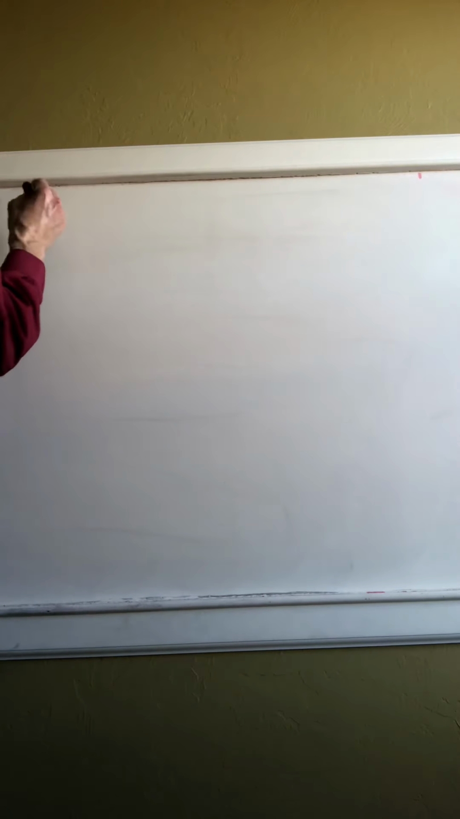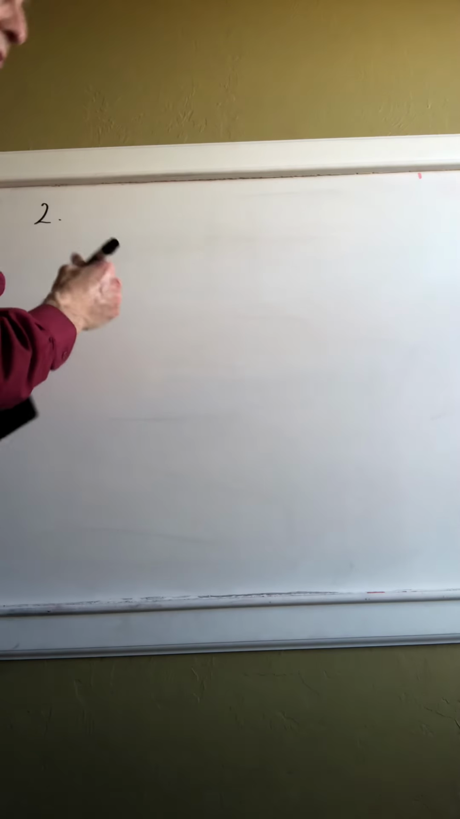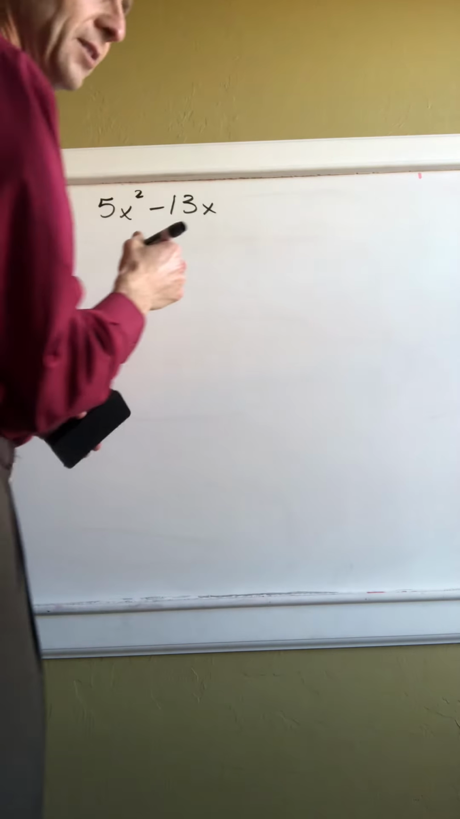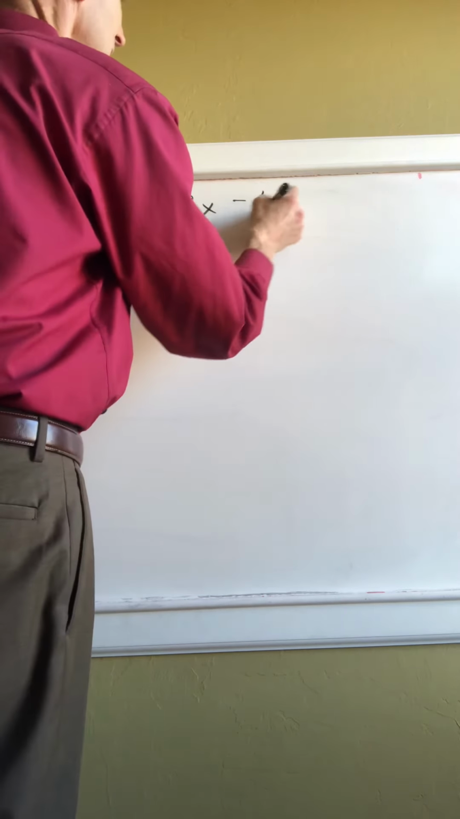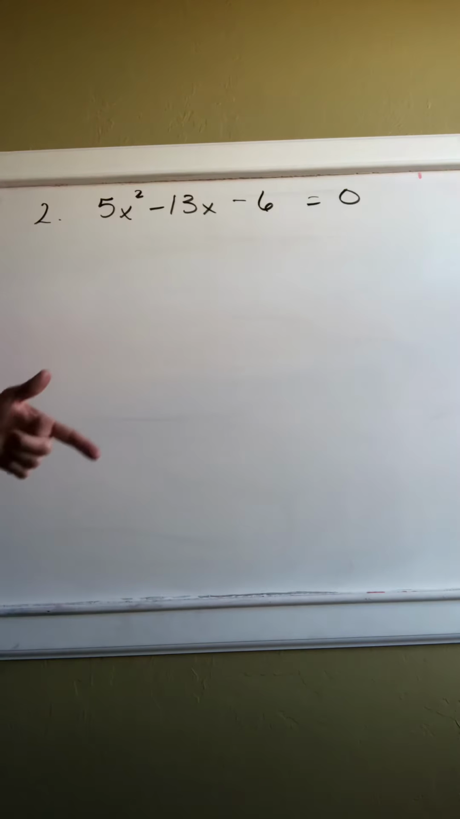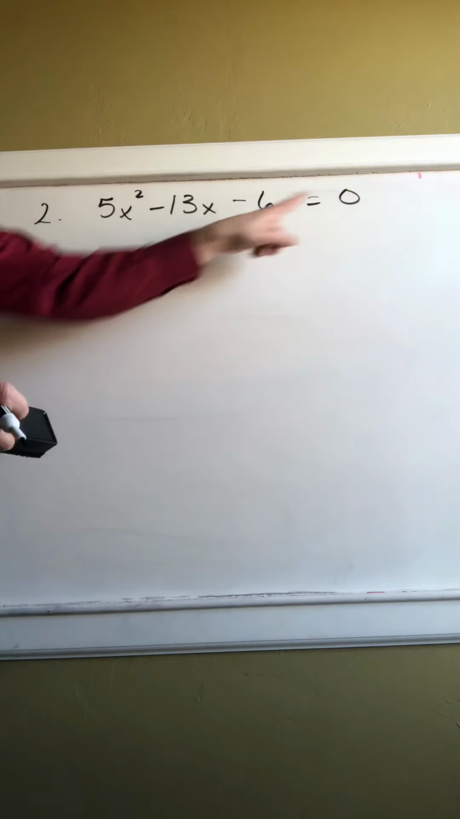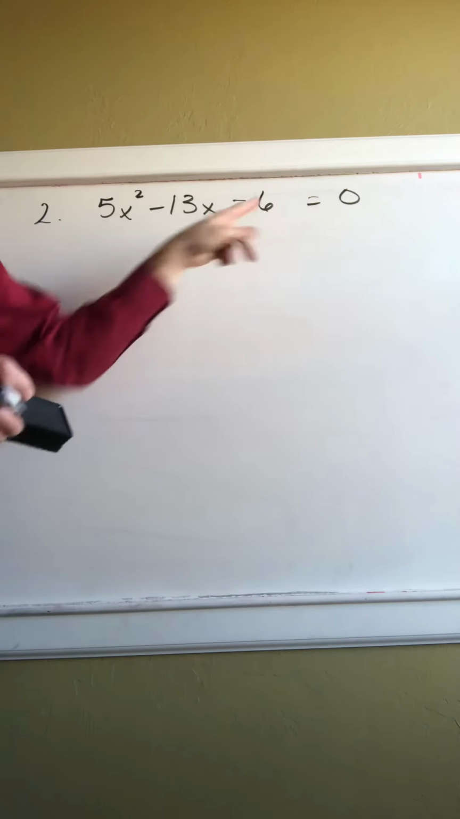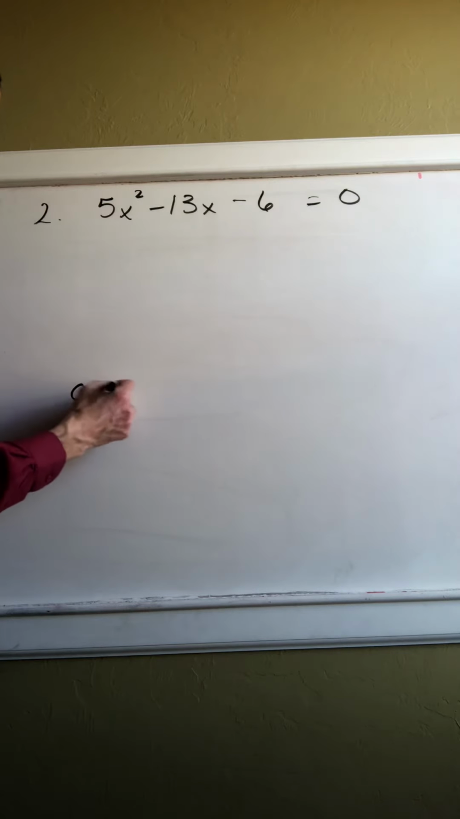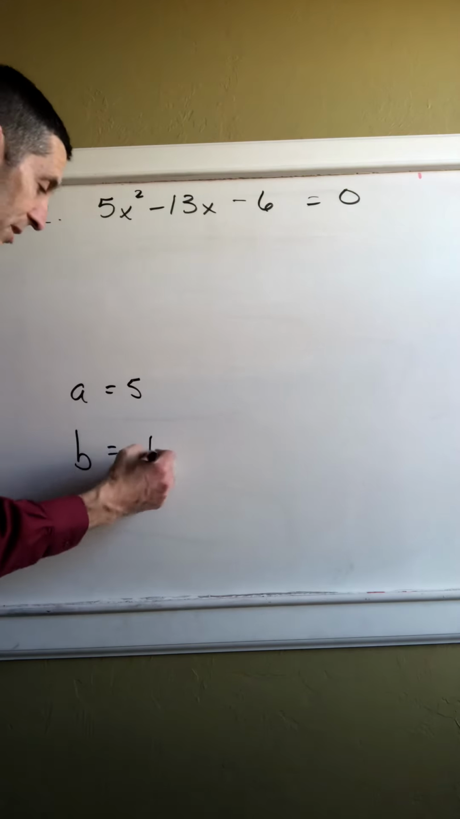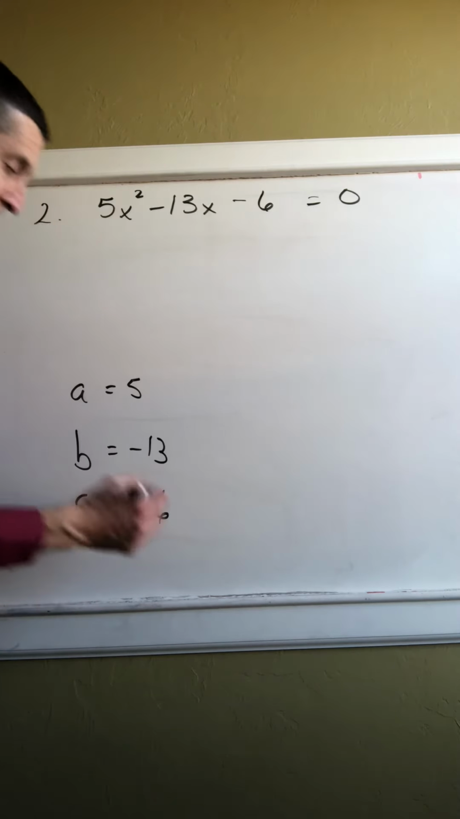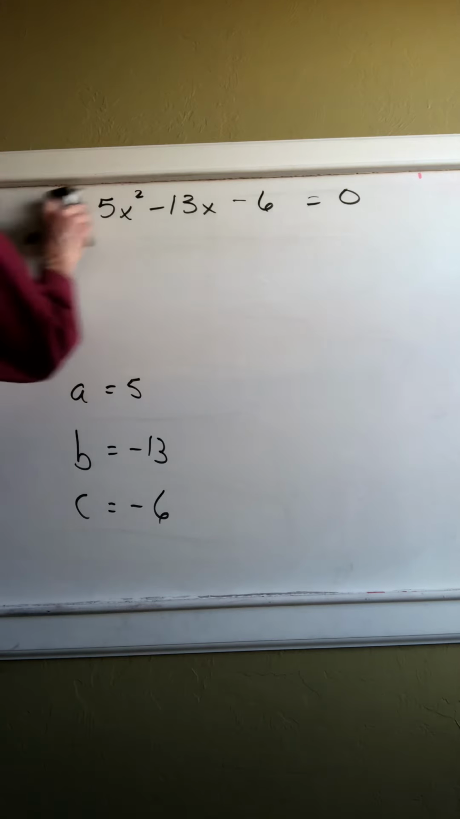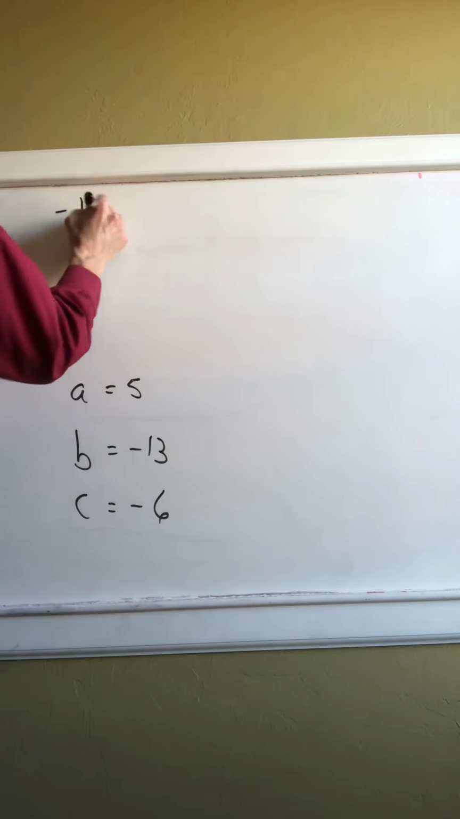Let's run this second one. Example 2. So we got 5x squared minus 13x minus 6. Every time you're doing quadratic formula, got to make sure it's set equal to 0. We've got everything in descending order. We can pick out our A's, B's, and C's. So A equals 5, B equals -13, C equals -6. Again, negative numbers showing up. Let's get quadratic formula ready to roll.